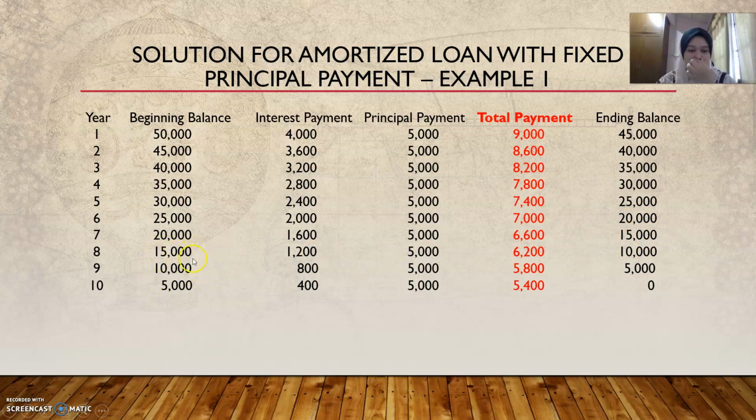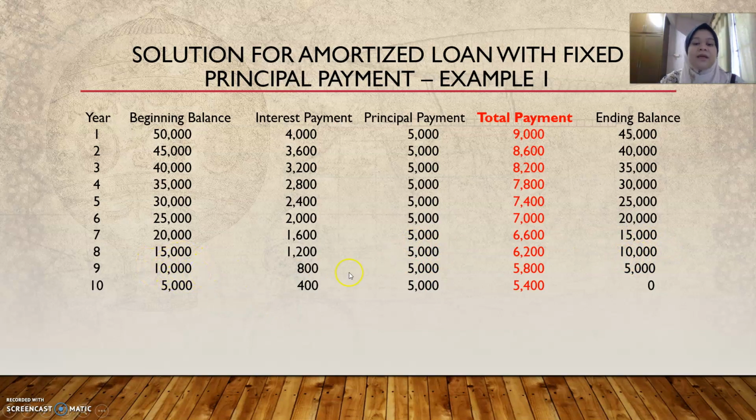Okay, so 15,000 times 8%, so you will get 1,200. So plus the principal payment, you will get 6,200. Okay, so how are you going to get this 10,000? 15,000 minus 5,000, so you will get 10,000. So 10,000 here will become the beginning balance for next year.